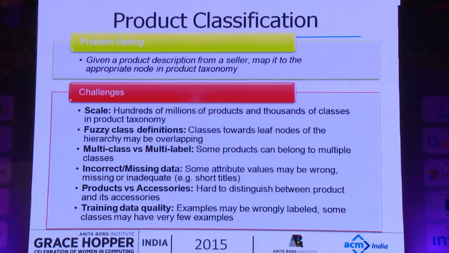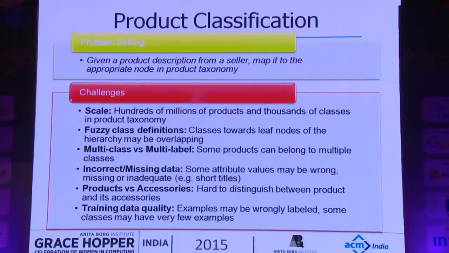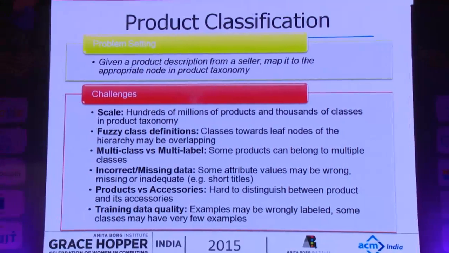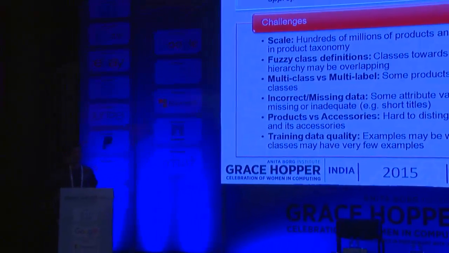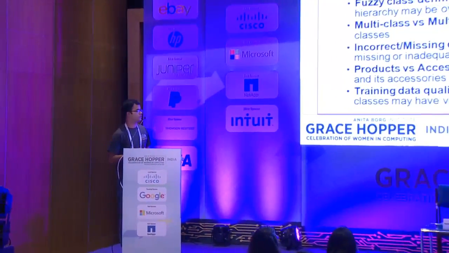So there are a lot of challenges that I want to highlight here. I won't go into the details, but scale obviously is a big challenge because we are working here with hundreds of millions of products and thousands of classes in the taxonomy. And the class definitions are fuzzy. There is no proper taxonomy defined as such. It evolves over how things are bought by customers, and what behavior they are exhibiting on the website. So this taxonomy is kind of fuzzy.